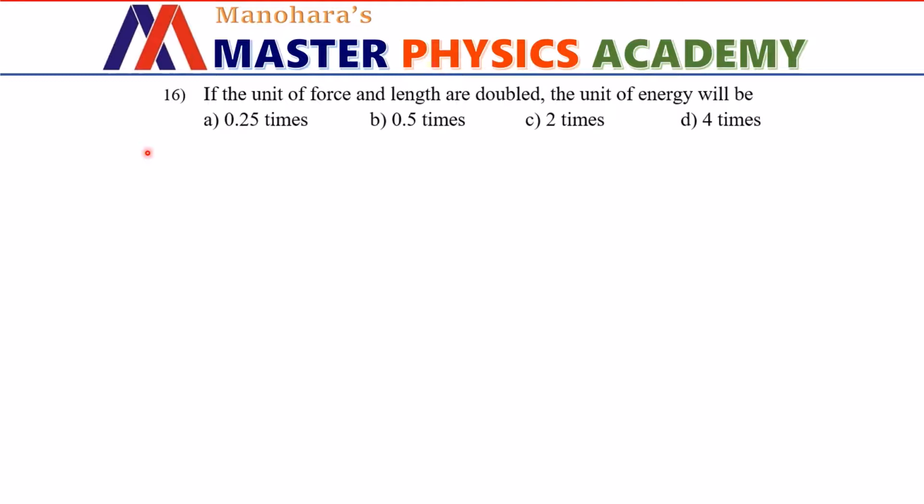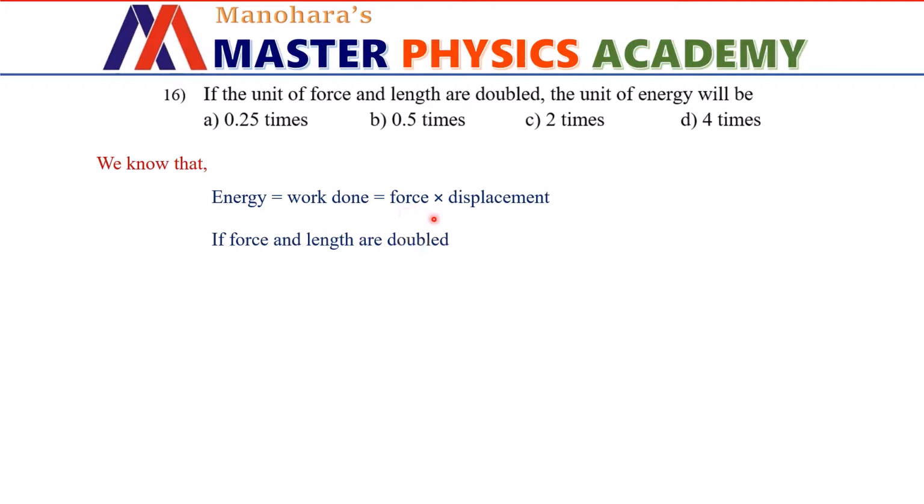If the unit of force and length are doubled, the unit of energy will be. We all know that energy spent is equal to work done, which may be written as force into displacement. Now it is given that force and displacement both are doubled, hence the energy becomes 4 times. Option D is the right choice.